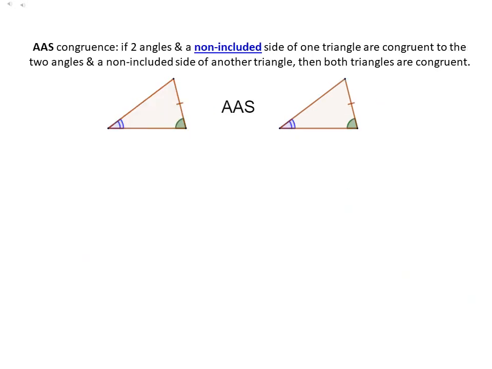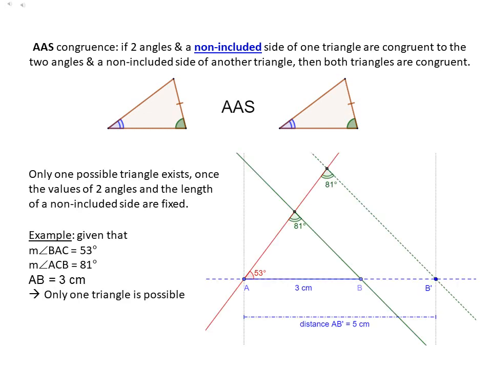The AAS congruence theorem states that if two angles and a non-included side of one triangle are congruent to the corresponding two angles and a non-included side of another triangle, then both triangles are congruent. In the figure below, it is shown that only one possible triangle exists once the values of two angles and the length of a non-included side are fixed.